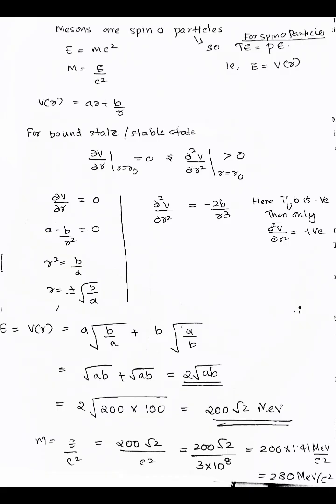That is, m is equal to E by c square. This is equal to 200 root 2 by c square. That is 200 root 2 divided by 3 into 10 power 8. This is equal to 200 into 1.41 MeV by c square, that is 280 MeV by c square. So this is the answer.